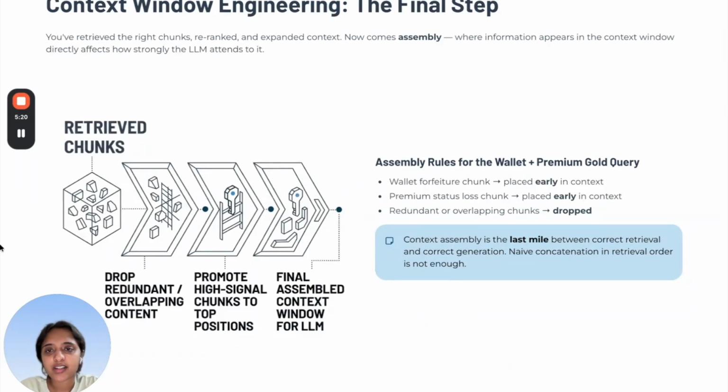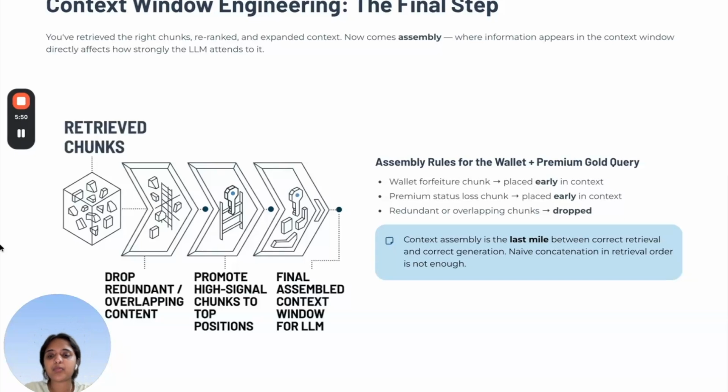The last step would be context window engineering. That is how we arrange all the chunks from our retrieval, from the top k chunks, and present them to the LLM. First, we have to drop certain redundant or overlapping content. If we are fetching something relevant, we would have some overlap if we have enabled overlapping in chunking.